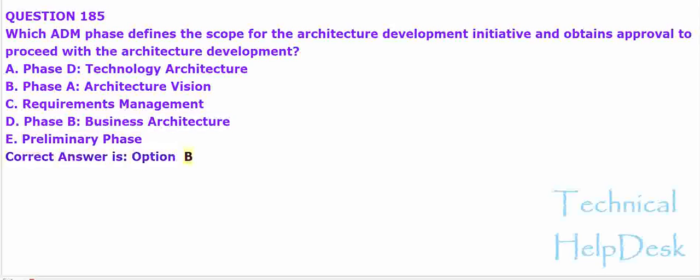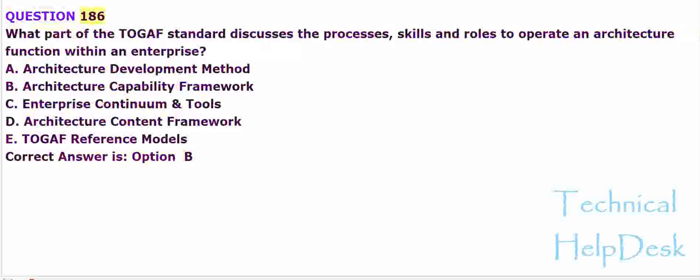Question 186. What part of the TOGAF standard discusses the processes, skills and roles to operate an architecture function within an enterprise? A. Architecture development method. B. Architecture capability framework. C. Enterprise continuum and tools. D. Architecture content framework. E. TOGAF reference models. Correct answer is option B.